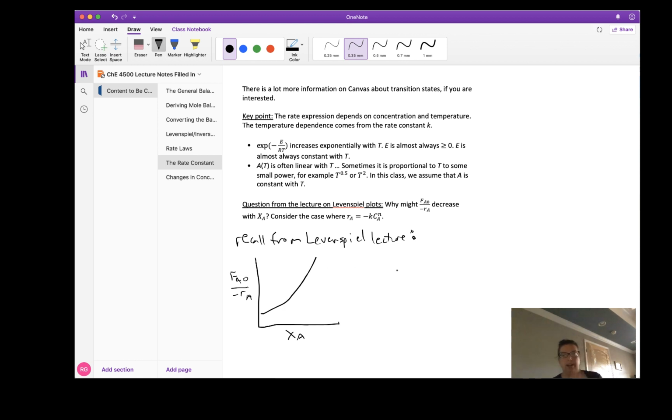So what we're saying here is, in some cases, the Levenspiel trend, FA0 over minus RA, can have regions where it decreases with X. So why might that be? Why do I have this? What's going on here? And at this point, we now have enough information to be able to answer that question.